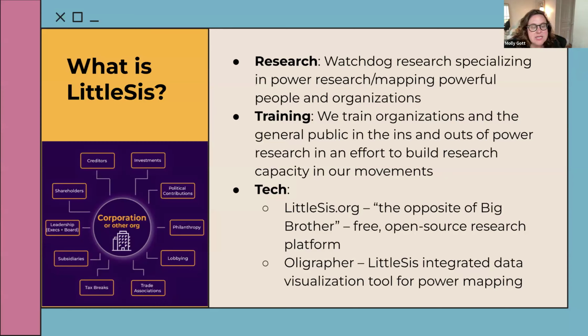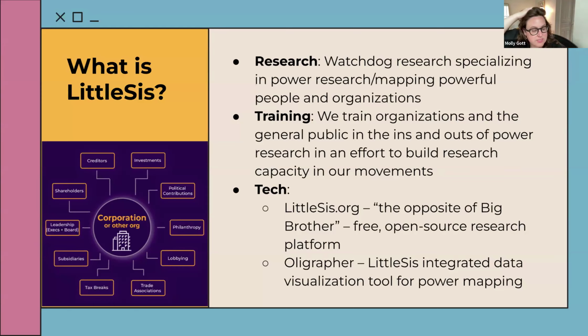What that actually looks like is we do that research ourselves, all of us. We also train social movement organizations and the general public in the ins and outs of power research, which is what the session you're on right now is part of, to build research capacity in our movements.